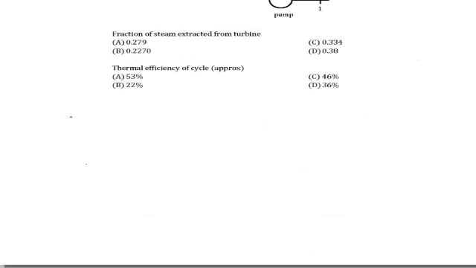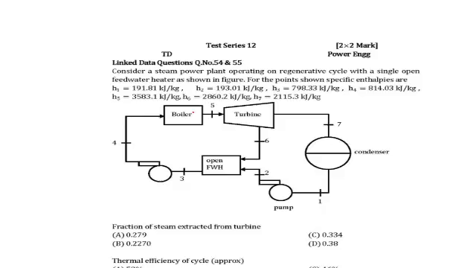Let's discuss a common question. Basically, I think we can discuss at the top itself. So here is a steam power plant cycle, which is given with a regenerative cycle. A regenerative cycle is one where, at some point in the turbine, some steam is removed and used again for heating the inlet to the boiler.